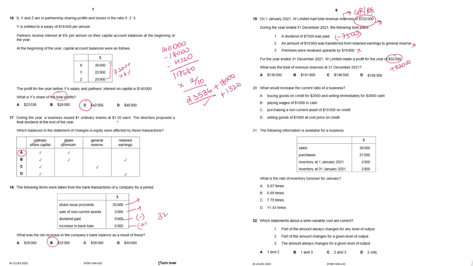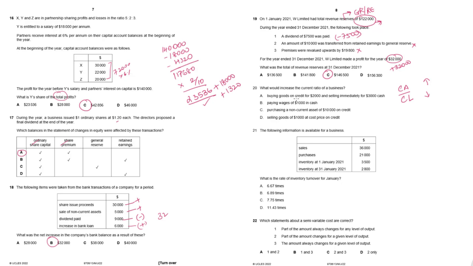So 120,000 plus 32,000, which is 154,000. And 154,000 minus 7,500 is 146,500. 19C. What would increase the current ratio of a business? Current ratio formula is current assets upon current liabilities. So anything that increases the current assets or anything that decreases the current liabilities will increase the current ratio.